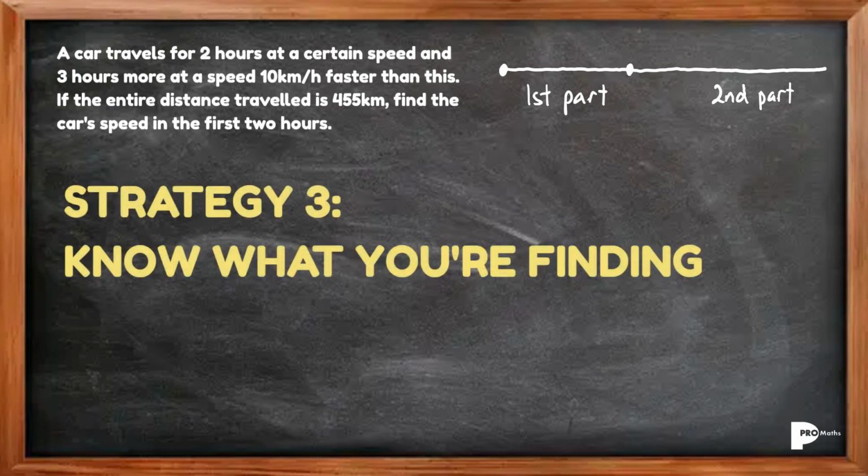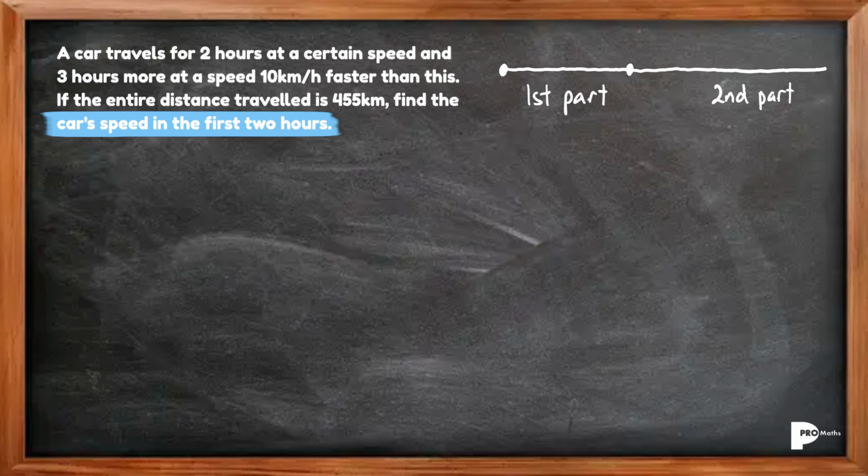Strategy 3 is identify what you're trying to find. Seems obvious, right? But this often is not done well. This also has to do with reading the question carefully. So in this question, we're trying to find the car's speed in the first 2 hours. Be as specific as possible.